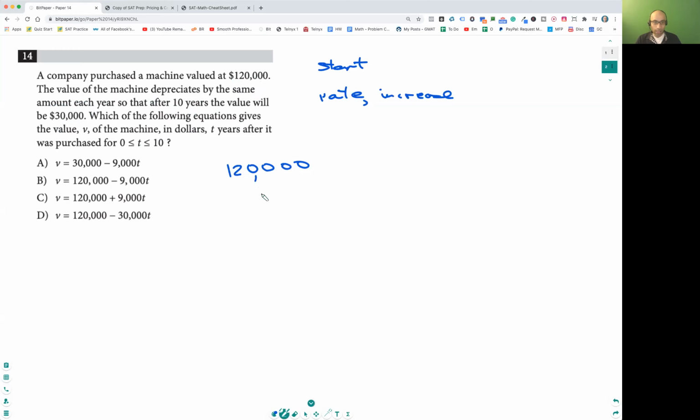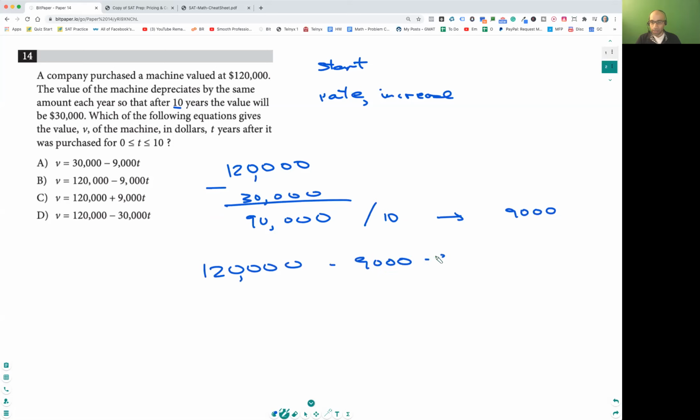Okay, so think about it this way. You've got 1200, right? After 10 years, the value will become 30,000. So how much has it changed? It's changed by 90,000. Just take the difference of these two, and then divide it by 10 years. That's how much it changes by each year, okay? 9,000. And now what they're saying is this is your initial value, and every year it's depreciating by 9,000, 9,000, 9,000, right? That means it's just going to be equal to 9,000 times the number of years. That's T, right? And that's why B is your correct answer.